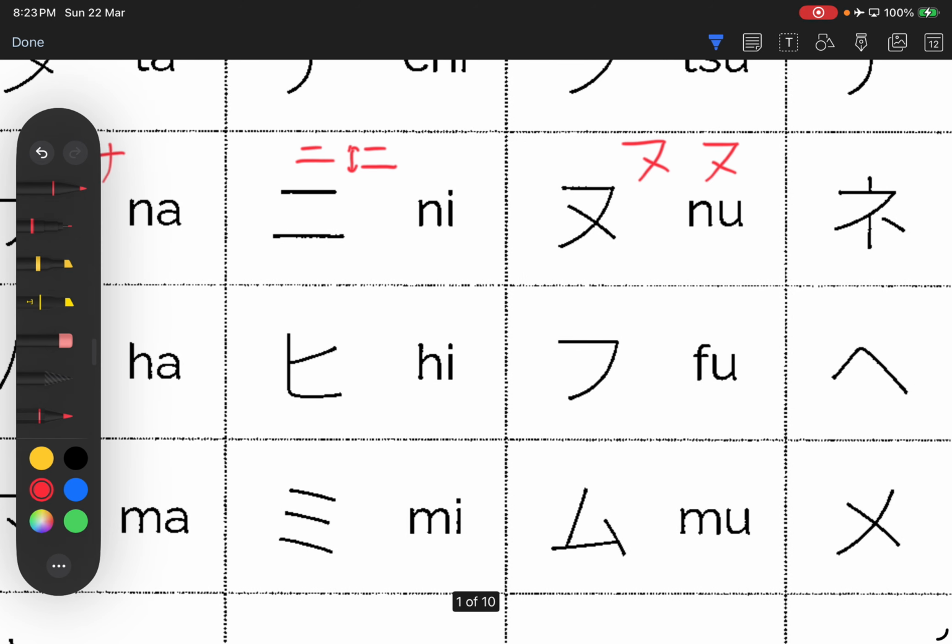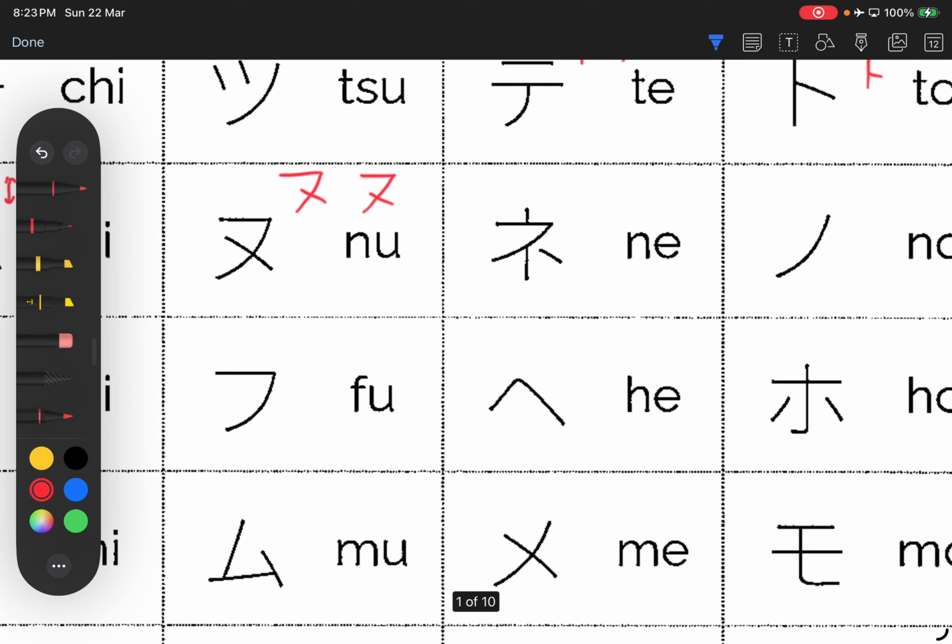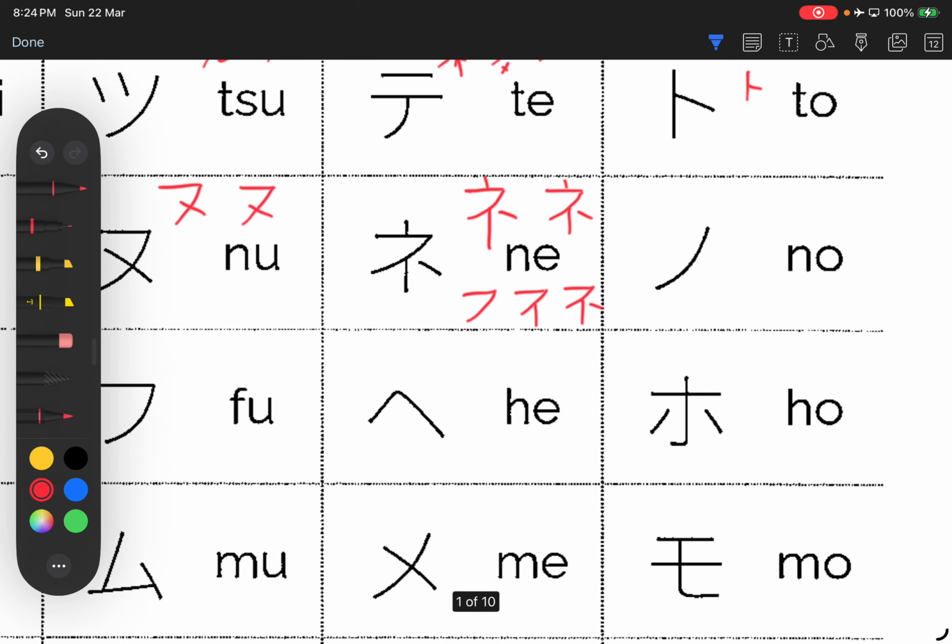Are we good? Ne. Ne. So this one I like to do the inside first. Then I do the vertical line. And I do the side. And I do the top. Right, so I write one more time. 1, 2, 3, 4, 5. Ne. Next we have no. No. So no, just one slanted line down.